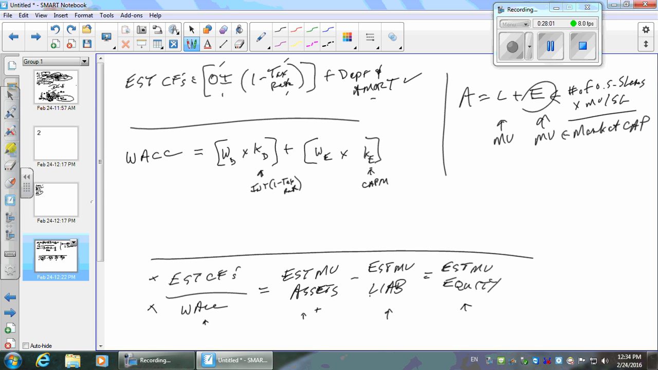The liabilities. I am going to use the liabilities from the balance sheet and say that the book value is approximately the same as the market value. Does that have to be true?